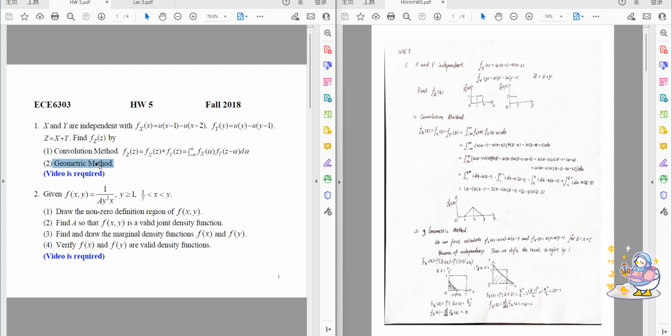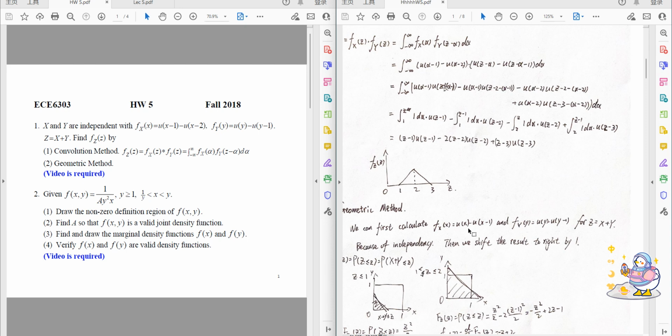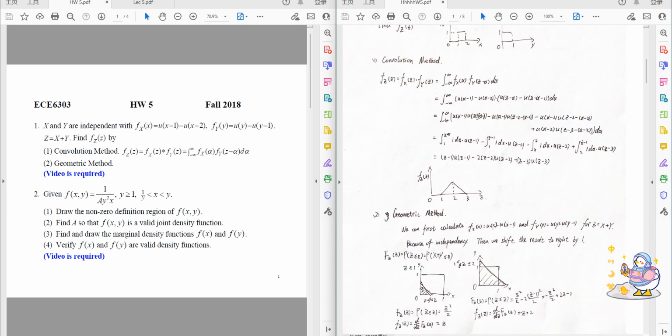The geometric method, as mentioned in the clue, we can first calculate the PDF of x, as from 0 to 1, let's zoom in, is the step function of x minus the step function of x minus 1, which is actually moved to the left by 1 and will have the same performance as y. Y is the same shape.